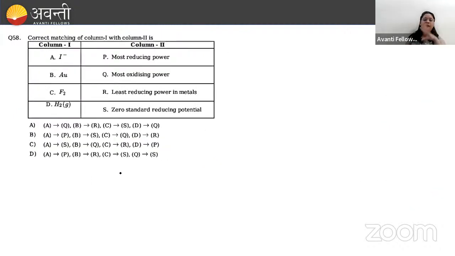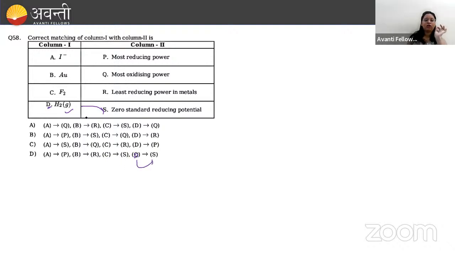Here again we need to match the columns: I minus, Au, F2 and H2. Most reducing power, most oxidizing power. Then what is given? Most reducing, most oxidizing, least reducing power in a metal, and zero standard reduction potential. You know that H2 gas shows zero standard reduction potential. So D should be matched with S.